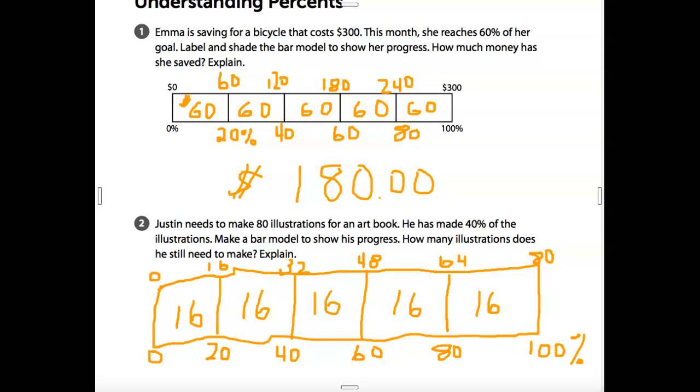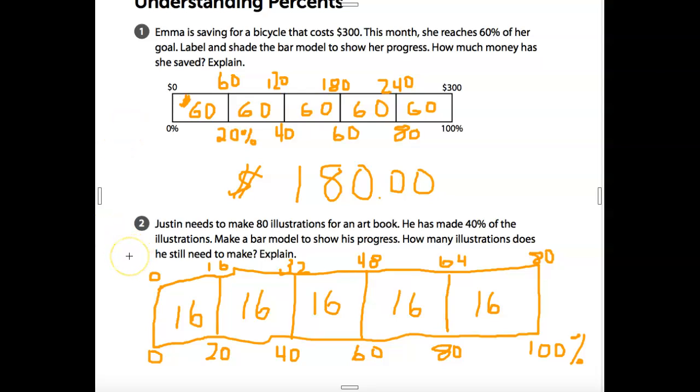Okay, so we've got this by 20%, 40%, 60%, 80%. So there's 5 boxes here. So 300 divided by 5 is 60. So there's $60 in each of these boxes. And so it says that she reached 60% of her goal. So we're going to look over at 60% and go up to see how much money she has already for her bicycle, and we see that that's $180. Okay? All right, let's look at 2.